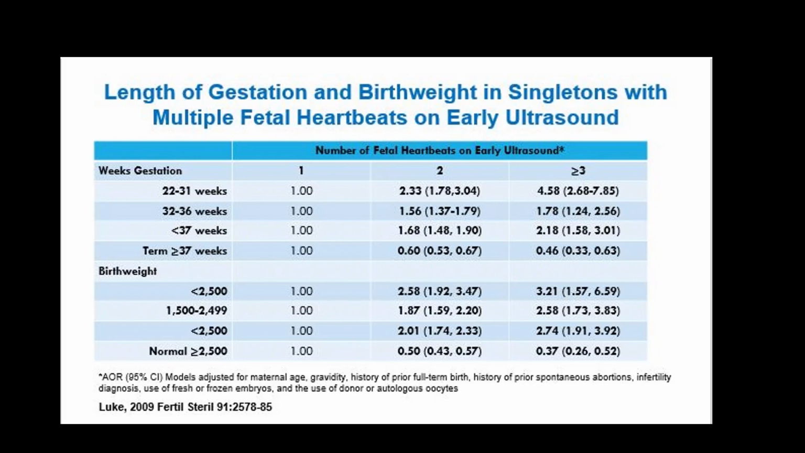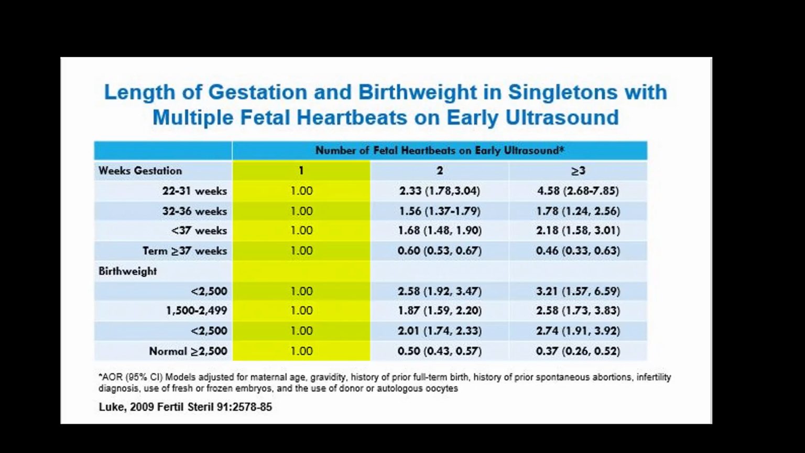In 2009, we reported on this phenomenon in a U.S. population from the National SART Corps database. We found that when compared with having one fetal heart on early ultrasound, the risk of preterm birth and reduced birth weight was increased when either 2 or 3 fetal hearts were seen in early pregnancy.